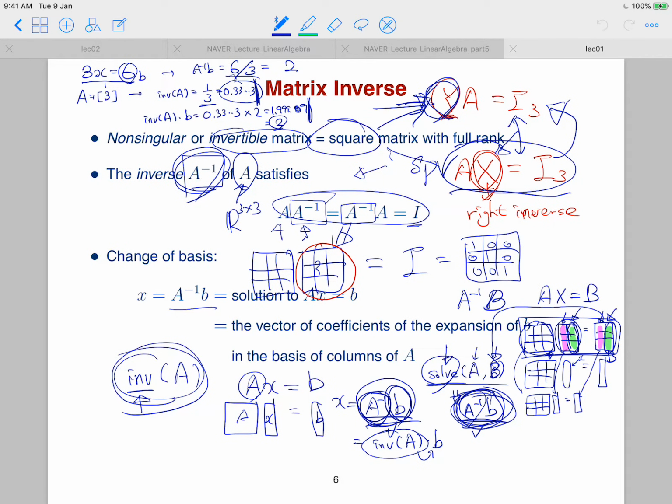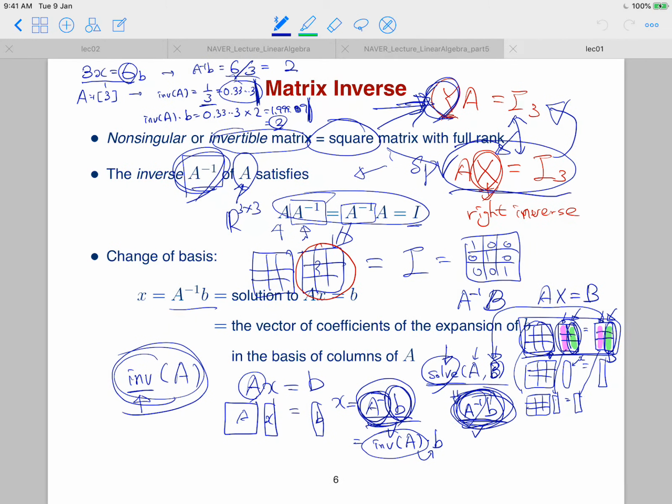Okay, and then the inverse of a matrix is defined only for the square matrix, right? So in the case of a rectangular matrix, we cannot talk about the inverse, okay? Whether a matrix is invertible or not can only be discussed for a square matrix.